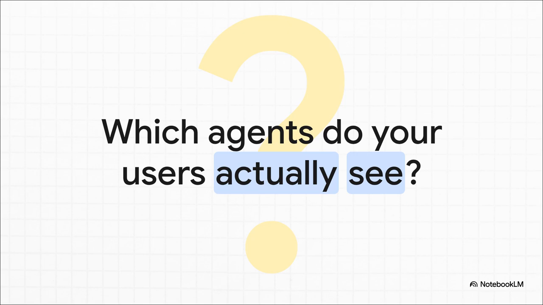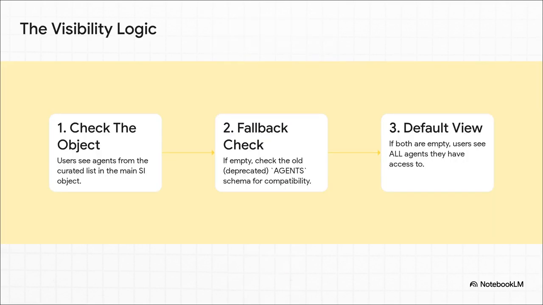This is the big question every admin needs to be able to answer. When a user logs in, how does the system figure out which agents to show them? It's not just random. There's actually a very clear order of operations. And here's that logic, step by step. First, Snowflake looks at that central intelligence object. If you've put a curated list of agents in there, that's what your users see. End of story. Simple.